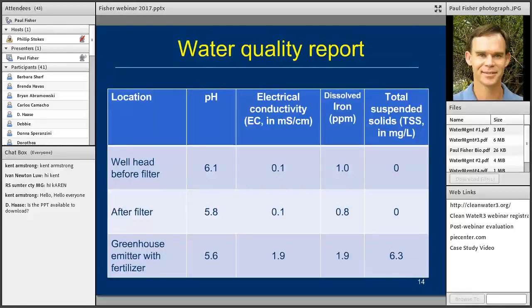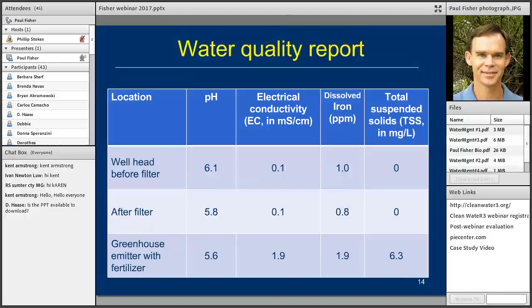The electrical conductivity from the well was low. Any value that's below 0.5 is a very pure water source in terms of total dissolved ions. The EC goes up out in the greenhouse because we're adding nutrient solution. The dissolved iron concentration is fairly high, and it's high enough to start to think, well, maybe this could be a cause of our issues.